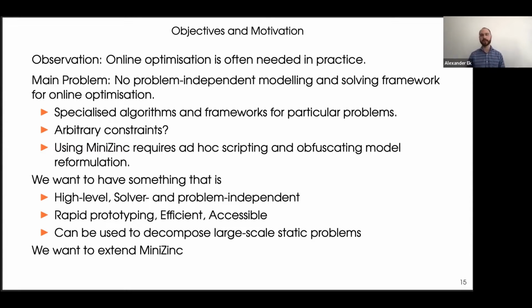And I don't call that high level. And high level is what we want, right? We want high level. We want solver and problem independent. We want to allow rapid prototyping. We want to make it efficient. We want to make it accessible. And we can also use this approach to decompose large-scale static problems with kind of rolling horizon decomposition. So we want to extend MiniZinc to allow this.